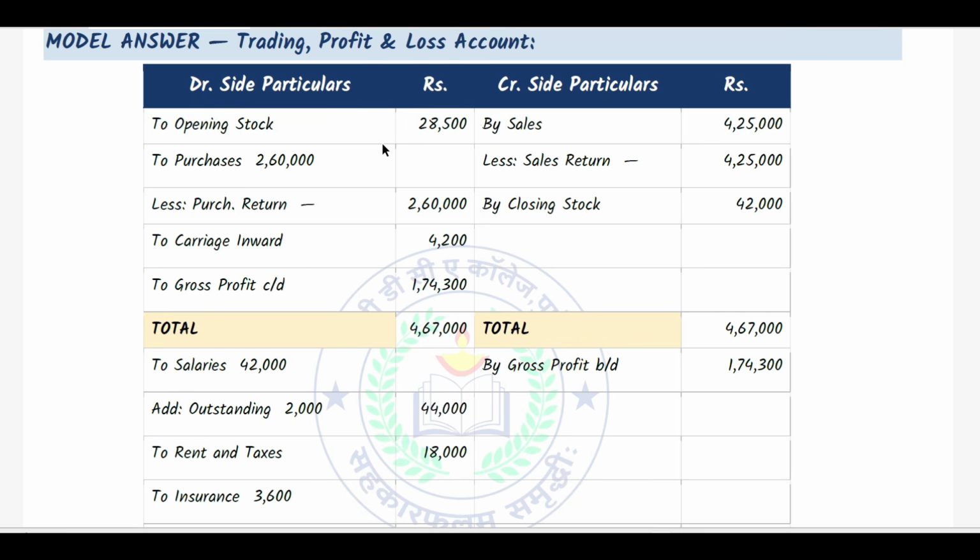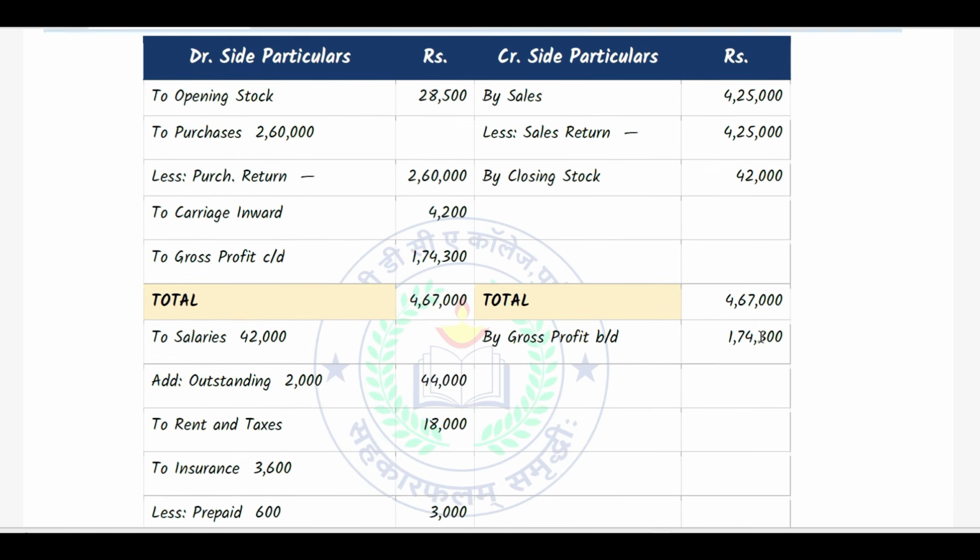And on the credit side, purchases, purchase returns and carriage inwards always come on the debit side, and sales, sales returns and closing stock always come on the credit side actually. So sales is 4,25,000 rupees, less sales returns, by closing stock 42,000 rupees. So the total is coming 4,67,000 rupees. So this is what the trading account is.